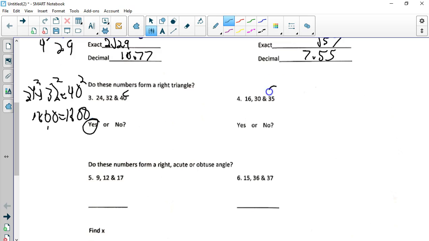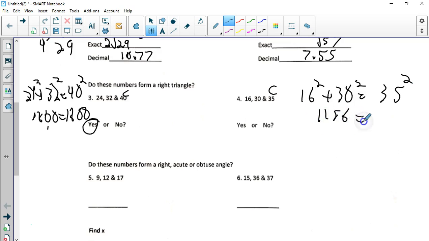On this one, again, longest side will be C. So 16 squared plus 30 squared equals 35 squared. We're going to test that out. So 16 squared plus 30 squared is 1156. 35 squared is 1225. So these are not equal, therefore the answer is no.